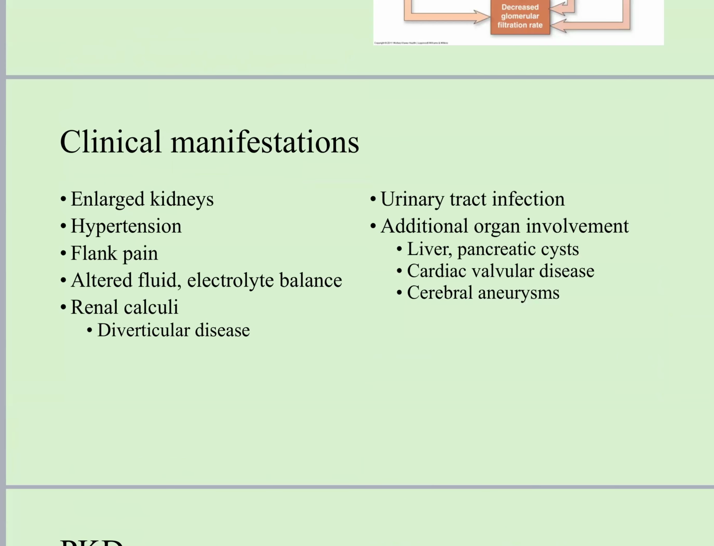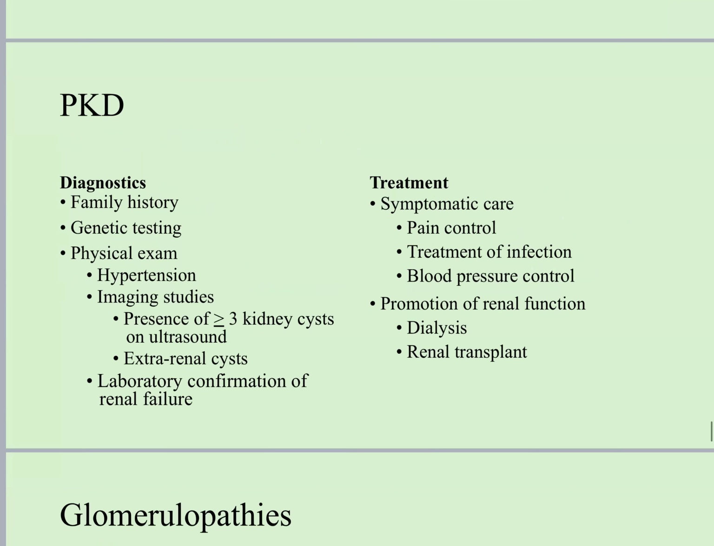So, how does this clinically manifest when somebody has polycystic kidney disease? Well, their kidneys are going to be enlarged, they have hypertension, flank pain, their electrolytes are going to be all out of whack. They can have kidney stones, urinary tract infections, and this also ends up involving the liver, the pancreatic cysts, the cardiac valvular disease, and cerebral aneurysm.